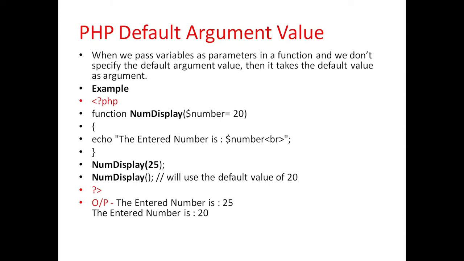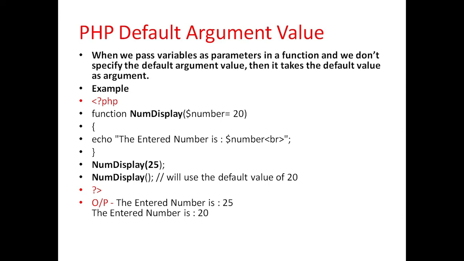Next is default argument value. When we pass variables as parameters in a function and we don't specify the argument value, then it will take the default value as argument. Here is an example. Here function num display is defined with default argument value as $number equal to 20, and inside the function echo statement is used to print the entered number value.